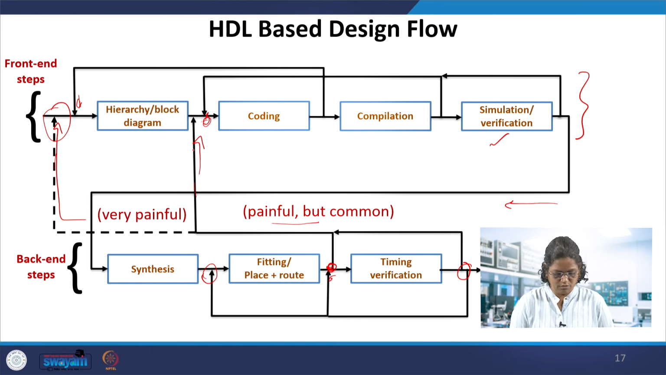According to the FPGA that has been chosen, if this is a fitter problem, you can choose a different, larger FPGA which can fit your design. If there is a delay in the timing verification, it should go here and change the output of the block diagram, the coding part.